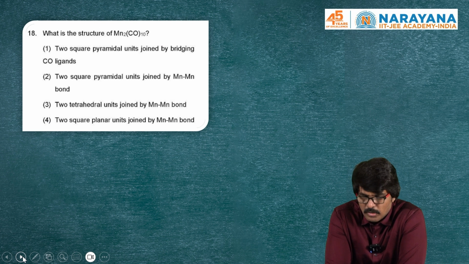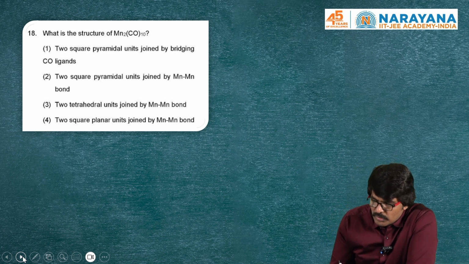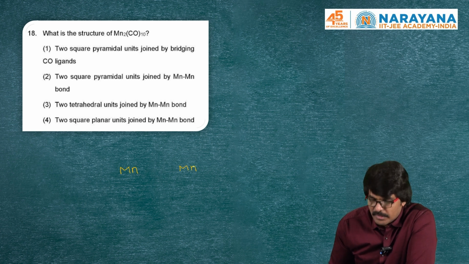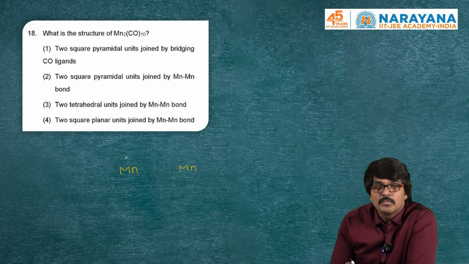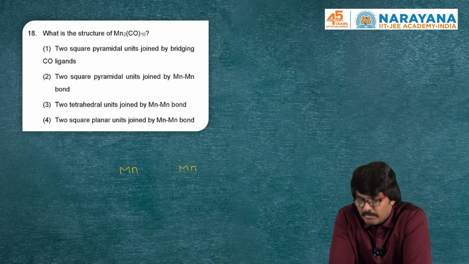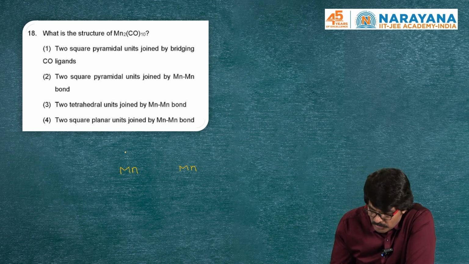And the next one. What is the structure of Mn2(CO)10? So, this is from complex compounds. There are 2 manganese, and totally there are 10 carbon monoxides. 10 carbon monoxides will be distributed equally. So here 5 carbon monoxides to the left side manganese and 5 carbon monoxides to the right side manganese. So here the structure will be, this is carbon monoxide, this is carbon monoxide, this is carbon monoxide, this is carbon monoxide.